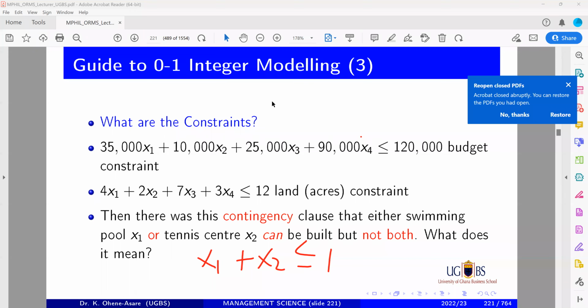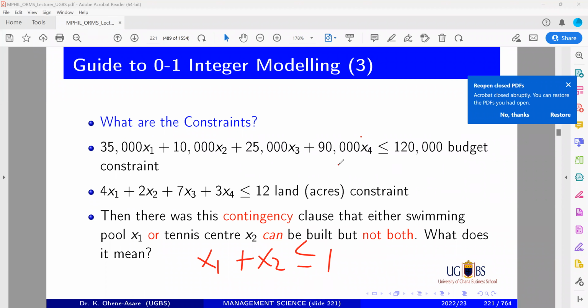But if the thing had been "must be built", either swimming pool or tennis must be built, what symbol are we dealing with there? What symbol are we dealing with? Is equal to, Solomon. Okay, is equal to. So in this context, we are dealing with an equal to symbol. And that is a point of interest if it is must be built.